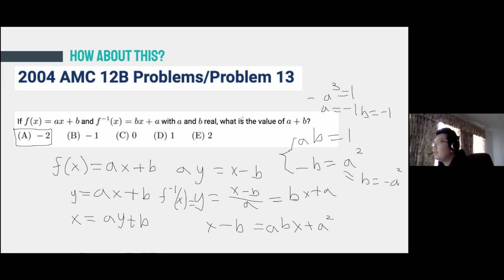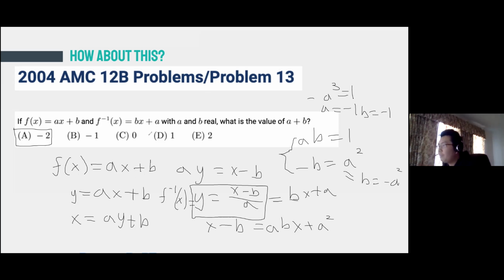Okay, great. Let me see. Why is y equals x minus b over a equals bx plus a? All right, so that's the key observation we can see in the question. The key observation we can make is that we first want to find f inverse of x. How do we find f inverse of x? We found that it was equal to x minus b over a. You get that part? First of all, we know f(x), and we tried to find f inverse of x. Does that make sense? Yes, good.